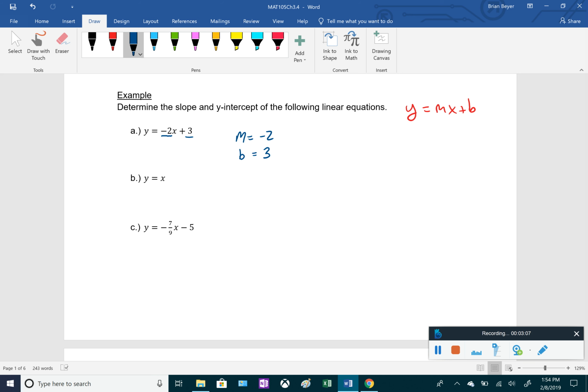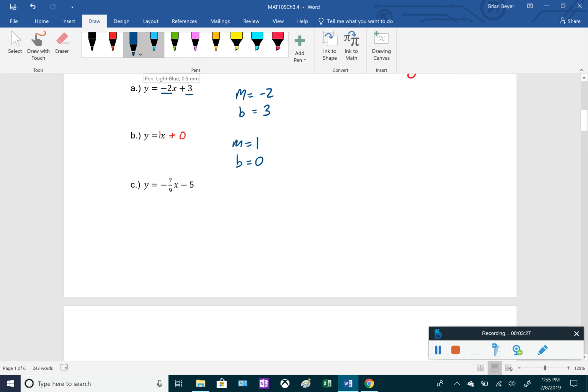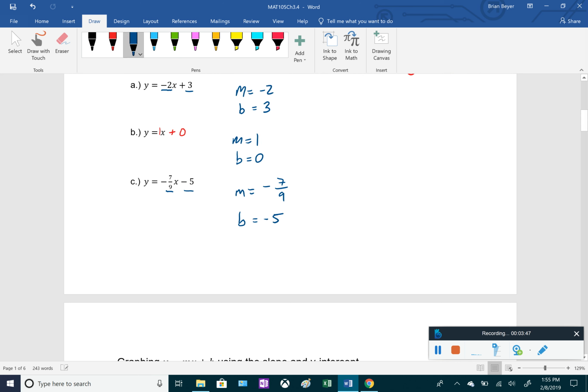For the next one, we have y equals x. So for our slope multiplying the x, there's technically a 1 out here, a coefficient of 1 if it's not written. So that's a slope of 1. And if there's nothing written after it, that's like saying plus 0, so the y-intercept is 0. And for the last one here, we have y equals negative 7/9 x minus 5. So we have the slope multiplying the x, y-intercept afterwards. The slope is negative 7/9, and the y-intercept is negative 5. Okay, so easy enough for that.